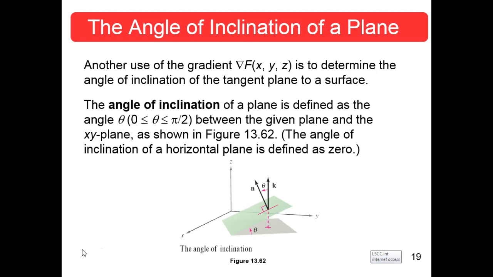Now, if you did have a horizontal plane that was parallel to this, then we count that angle as being 0. It's parallel to the xy plane if it's perfectly horizontal. All right.